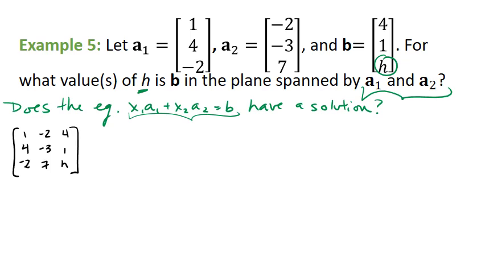Why don't you go ahead and pause this and row reduce and see if you end up getting the same thing. Hopefully you notice that our first entry is 1. Everything below that needs to be 0. So I'm going to take -4 times row 1, add that to row 2. And I'm also going to take 2 times row 1, add that to row 3. So our new matrix becomes the following.